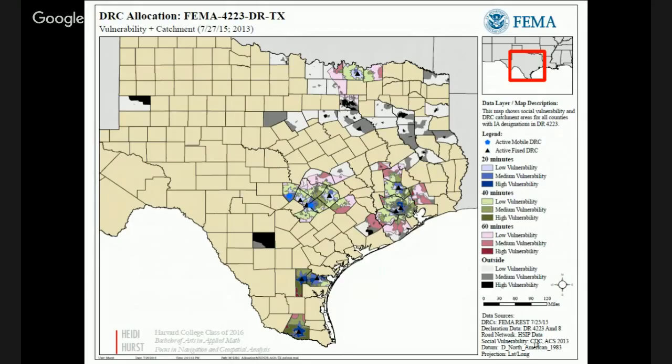But the idea here is that you can see, for example, this county is largely median vulnerability people who are all obviously outside of an hour's drive from it. So it just gives you an intuition. And if you zoom in, it might be more helpful, but I sort of shied away from using maps in the final analysis for this reason.